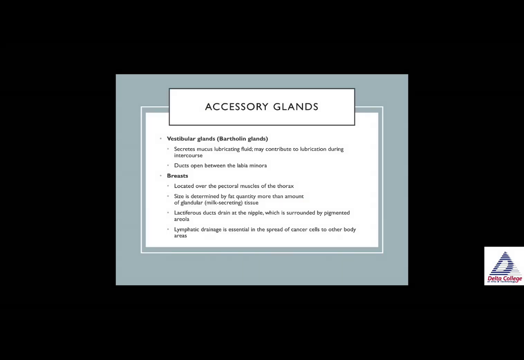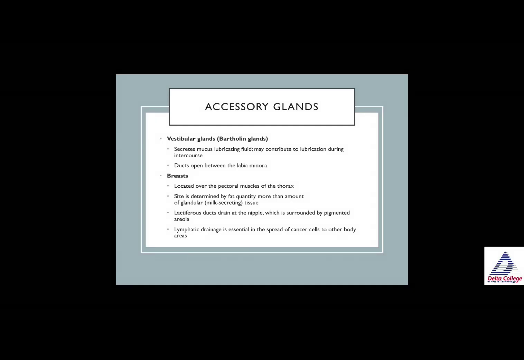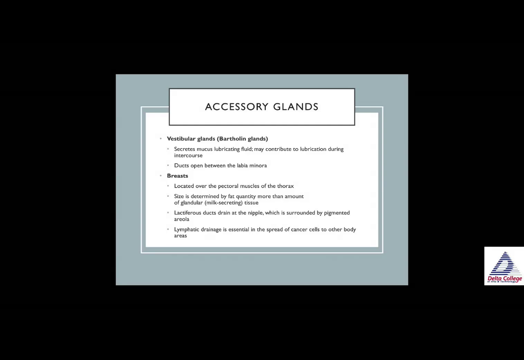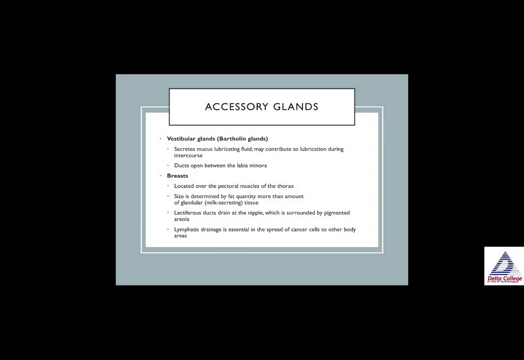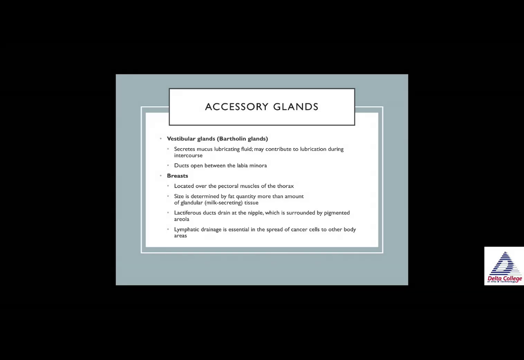Now, accessory glands in the woman are the vestibular glands known as Bartholin glands. These secrete mucus lubricating fluid, may contribute to lubrication during intercourse. Ducts open between the labia minora. Then we have breast. Breasts are located over the pectoral muscles of the thorax. Size is determined by fat quantity more than the amount of glandular or milk secreting tissue. Lactiferous ducts drain at the nipple, which is surrounded by pigmented areola.